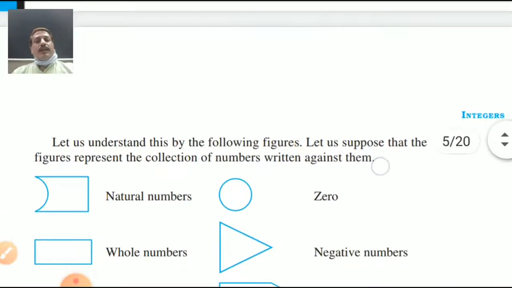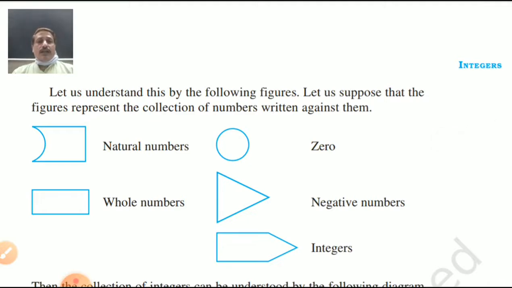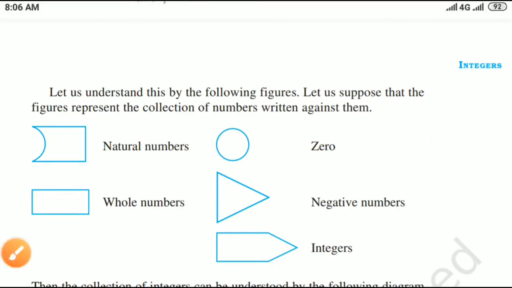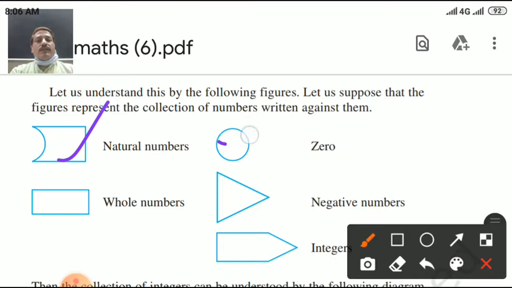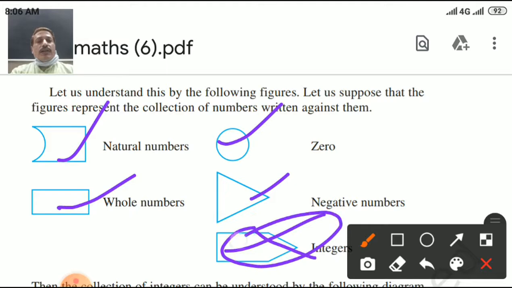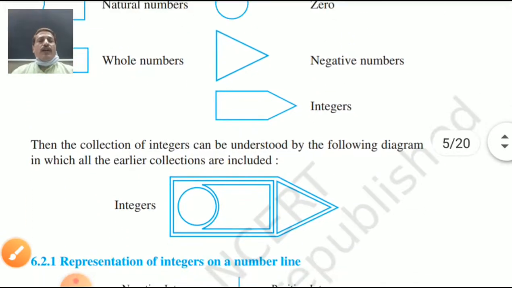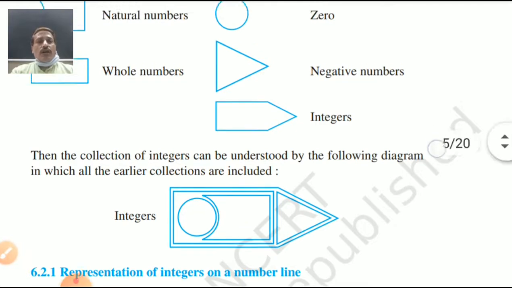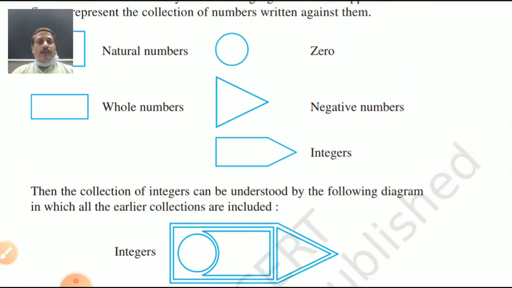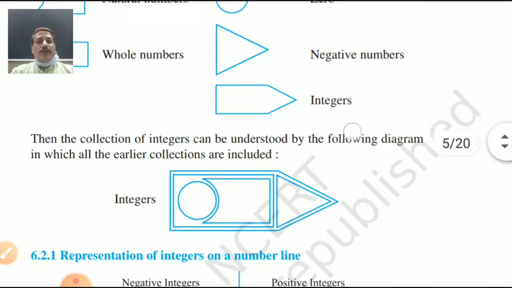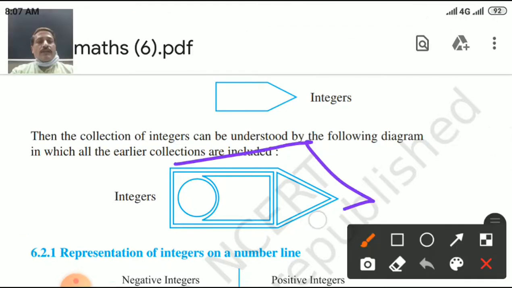See, here some flowchart symbols are given. Natural numbers in this way. Yes, my dear student, this is the natural number symbol, this is the zero symbol, this is the whole number symbol, and this arrow pointed is the negative numbers, and all together the big arrow shows that this one is our integers. See how it is represented, very nicely shown here. All the things are included in the flowchart: natural numbers are included, zero is included, whole numbers are included, negative numbers are also included. And finally, all these things are known as the integers.